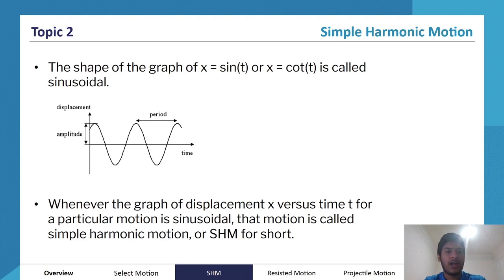So, again on terminology, if we graph that displacement, so x as a function of time, the height of the peaks from the center is called the amplitude. The period is the time between 2 peaks or 2 troughs, or the time required to complete one full cycle. That's just a few basic terminologies. We'll come to more of them in a second. But whenever the graph of displacement x versus time t for a particular motion is sinusoidal, that motion is called simple harmonic motion, or SHM for short.